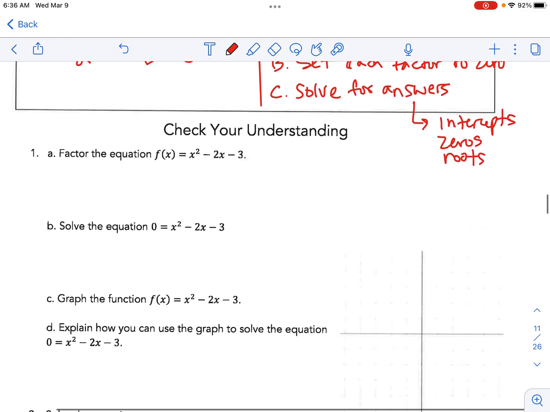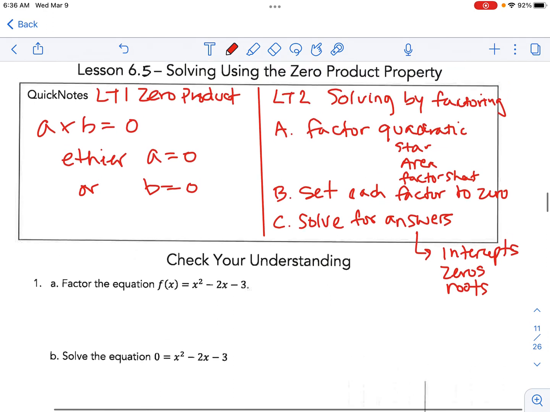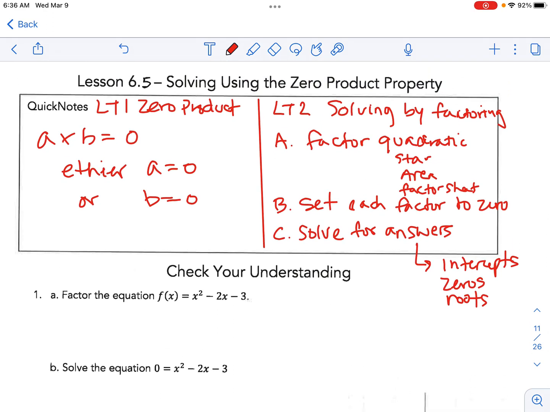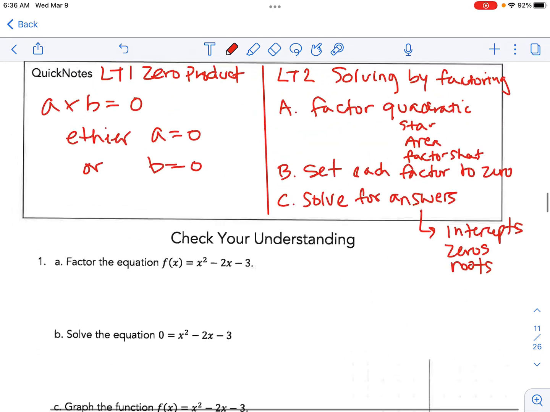If you want to practice on the check your understanding a little bit, you can. But I think looking at the homework, you probably could crank out the homework without doing the check your understanding.